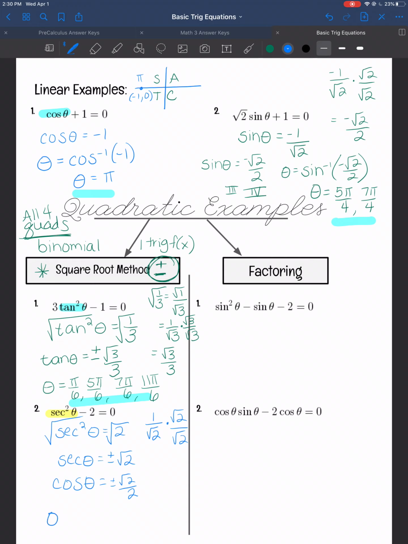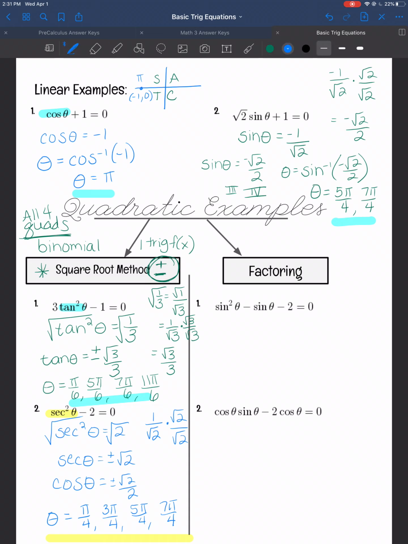So then I'm doing the angle whose cosine is square root 2 over 2. That, of course, is pi over 4. And because of the plus or minus, that's going to be all 4 quadrants. So 3 pi over 4, 5 pi over 4, 7 pi over 4. So as I said, once again, that's the one people always mess up. If you are doing it with the square root method, you need 4 answers, not the typical 2.